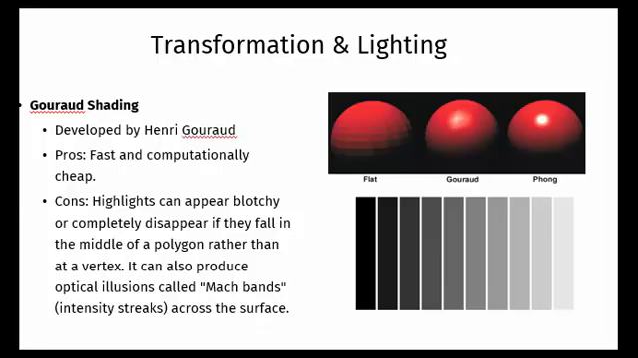Okay, look at the image. Gouraud shading gives us a smoother appearance than flat shading, but the highlight is not as precise or realistic as the Phong shading. So the key idea is Gouraud shading: it is fast and smooth looking, but less accurate in lighting.